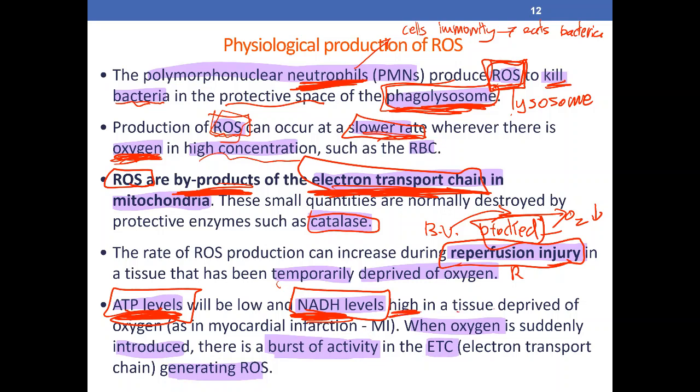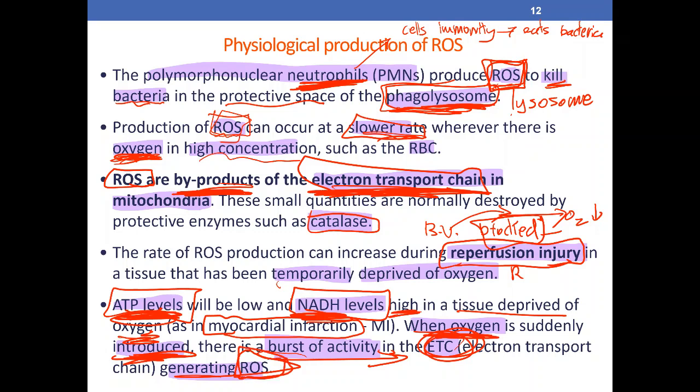So in a tissue deprived of oxygen, for example in the case of a heart attack, when oxygen is suddenly reintroduced, the mitochondria is suddenly hit with a whole lot of oxygen, and it activates the electron transport chain very, very much. And when it's very active, it generates a lot of reactive oxygen species in a burst. This is why this occurs. I'll clarify it here on the diagram.